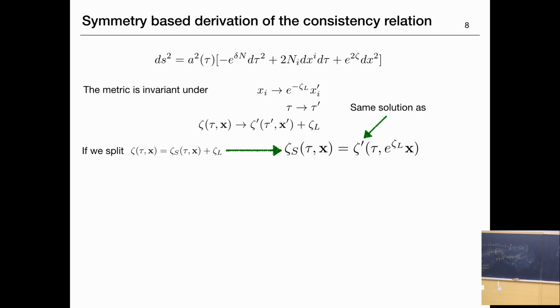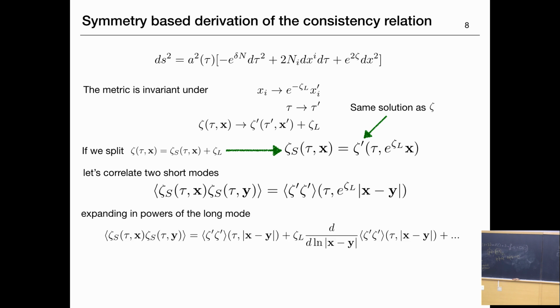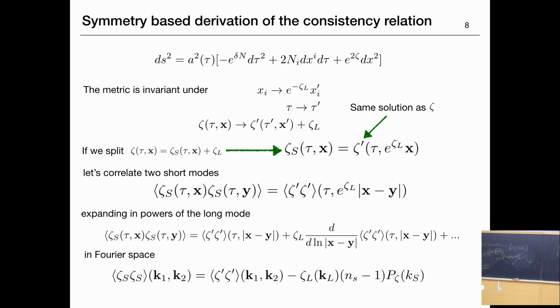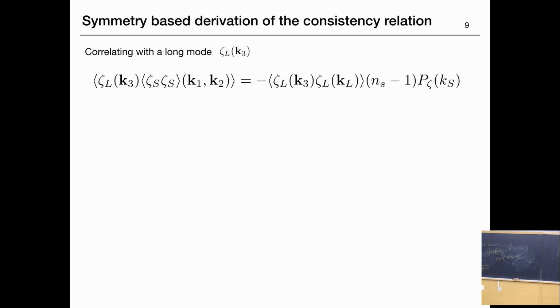So we are interested in computing the 2-point correlation function for this object, and we can compute it through this relation. The strategy here is to expand this relation and then move to Fourier space. And we have this. Finally, we correlate this expression with a long mode, and we found this expression.